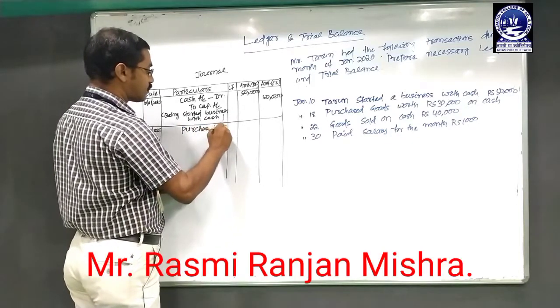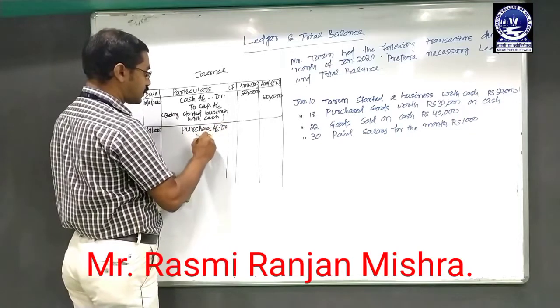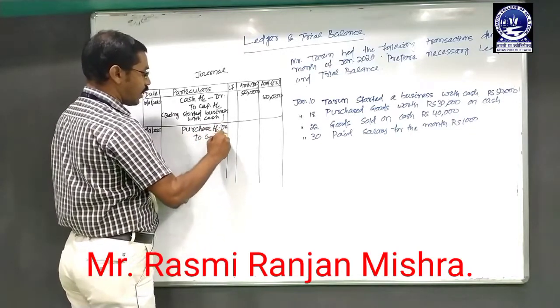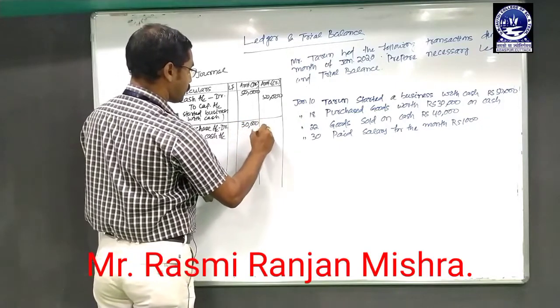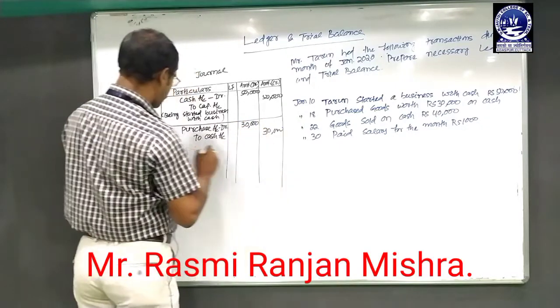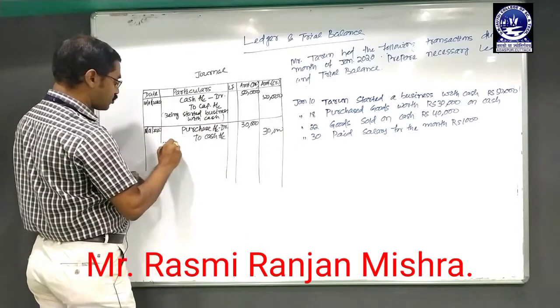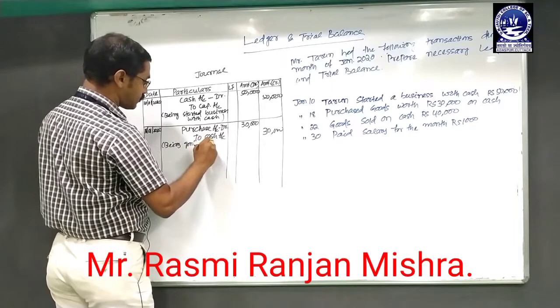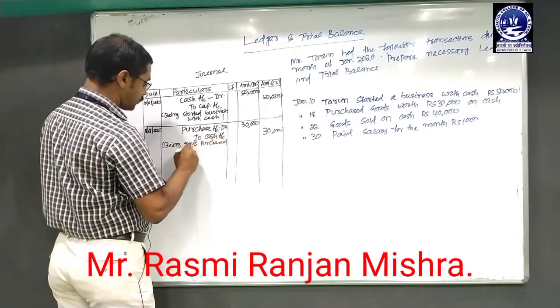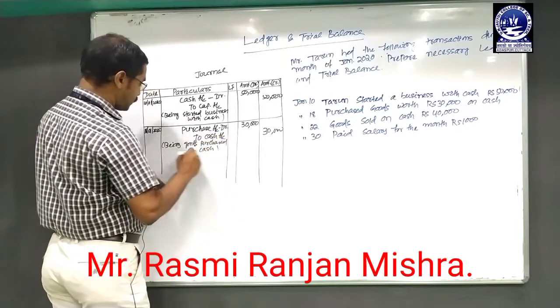So the journal entry is purchase account debit to cash account, and the amount is 30,000. The narration is being goods purchased on cash. So this is complete.